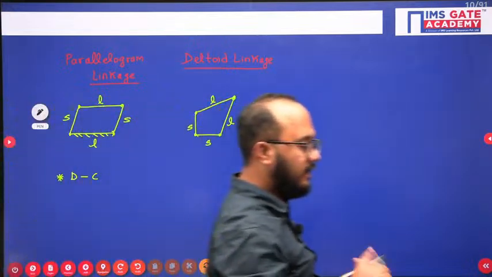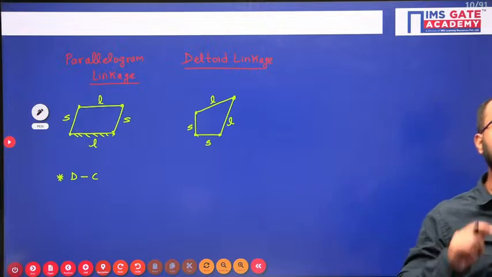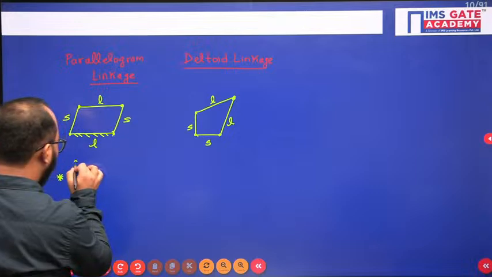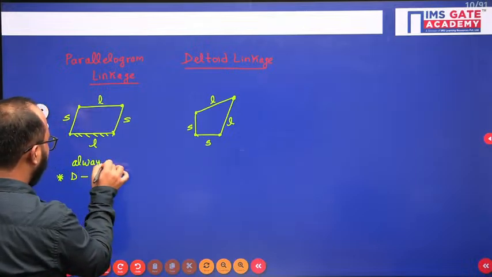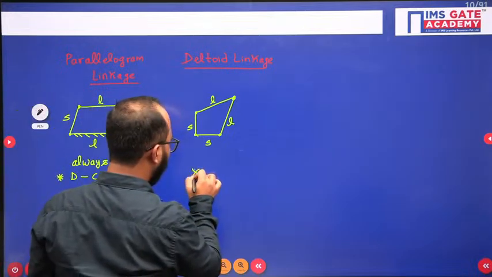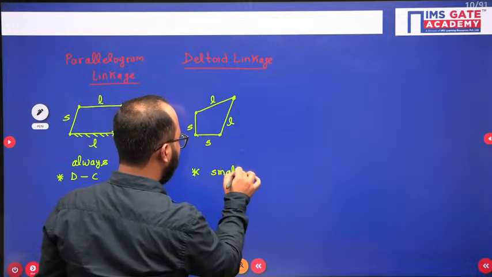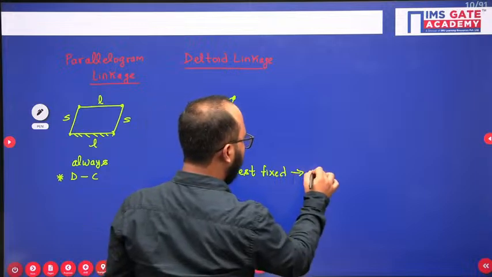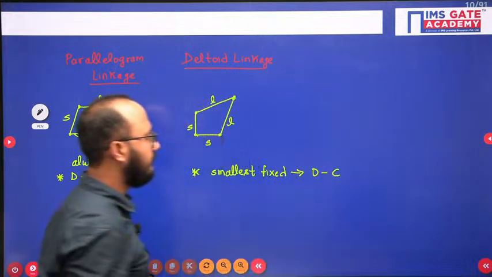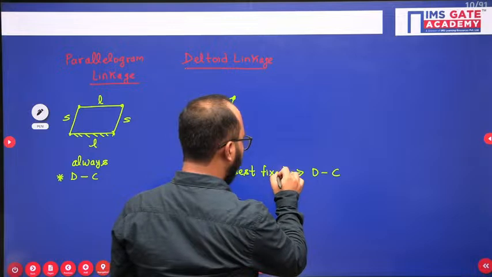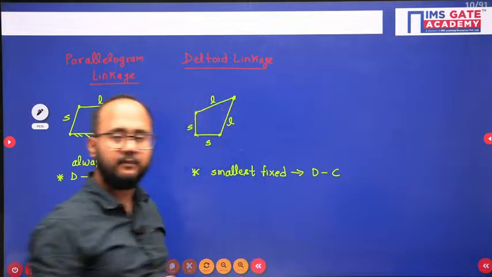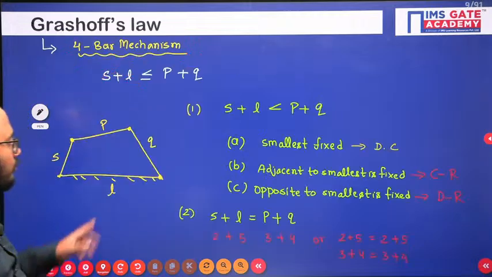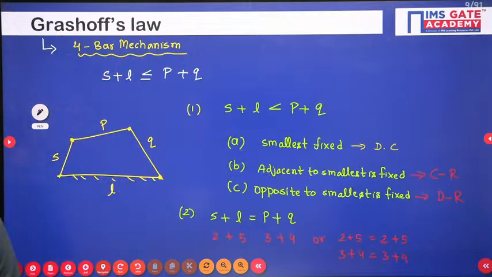Correct. Now in the deltoid linkage, if smallest is fixed, then you will have a double crank mechanism. Only then will you have this double crank mechanism. So these are the cases that everyone should remember. Please make a note of all those things, quickly make a note of all those things.